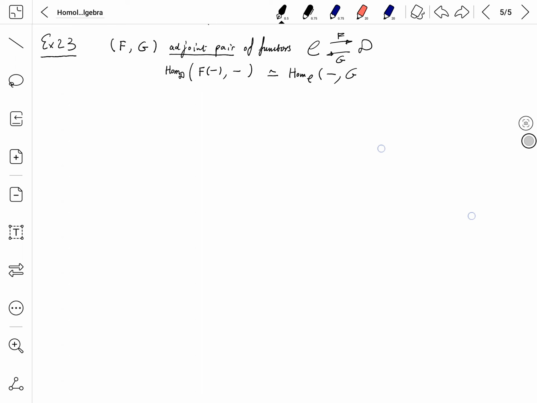G sends elements of D to elements of C. So this is a bifunctor, where you evaluate elements of C here and elements of D here, so it's a bifunctor over C product D.